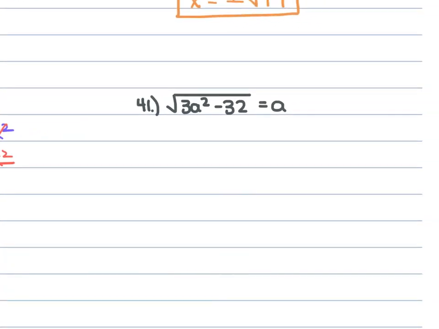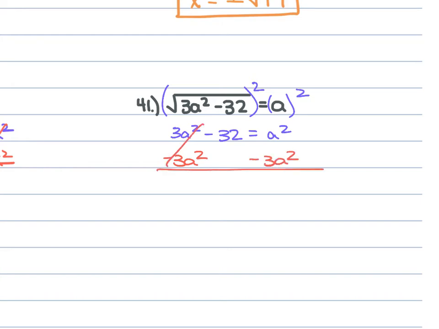From here, number 41, we have the square root of 3a squared minus 32 is equal to a. So we are going to square both sides since our radical is isolated, to give ourselves 3a squared minus 32 is equal to a squared. I want to bring that 3a squared over, so I'm going to subtract it from each side. So I'm going to have negative 32 is equal to negative 2a squared.